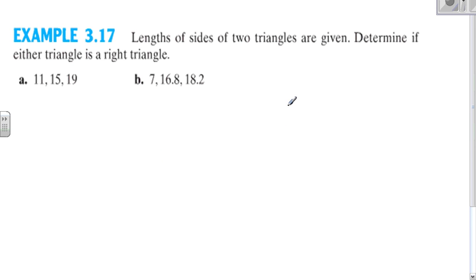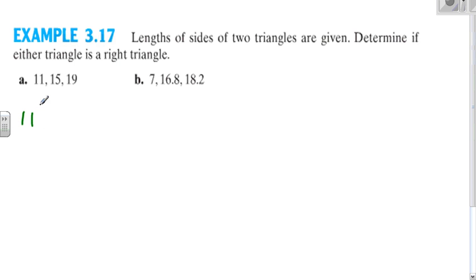A slightly different way to apply the Pythagorean theorem would be to check and see if a triangle is a right triangle, to see if the Pythagorean theorem is true. So for that, you need to plug into the Pythagorean theorem. And in order to do that, you need to know that the hypotenuse is always the longest side, so c has to be the biggest number, the longest side.